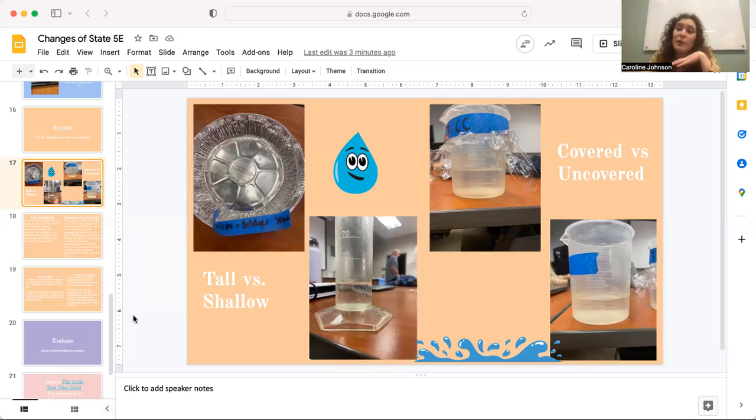But if it's more of a dry day, that water vapor can escape into the air and make it more saturated, and more is able to escape.